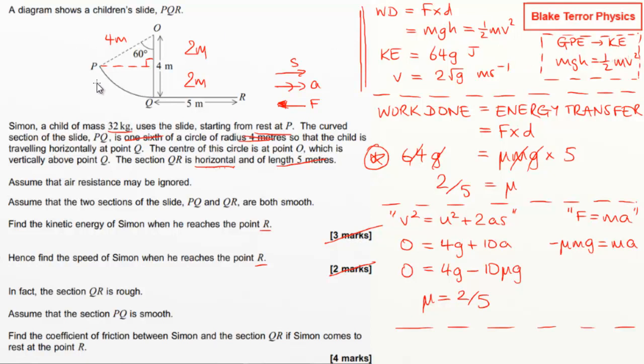But we haven't been able to use conservation of momentum. If we think about what's happening with the momentum, this kid has gone from having no momentum sitting at P to having momentum sitting at Q. So momentum has appeared in our system here. We've gone from none to some. So why has that happened? Why can't we use conservation of momentum in this particular case?